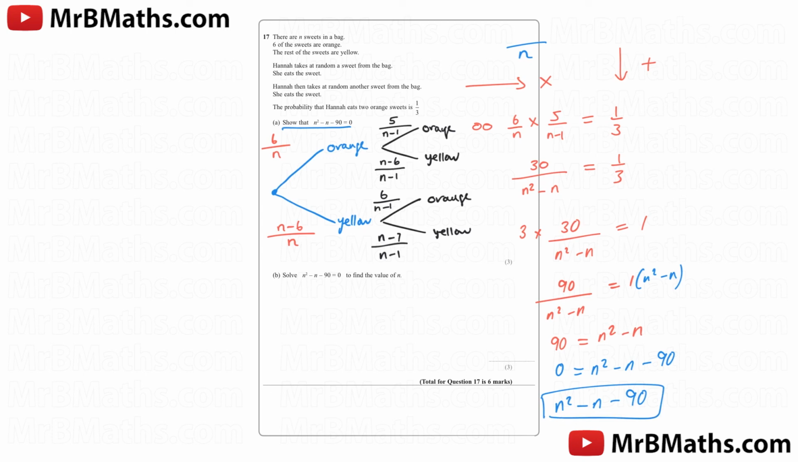Now it says here B, so let's say for example you didn't manage to do that in the exam. Part B says solve n squared minus n minus 90 to find the value of n. So solve, well, it's a quadratic.